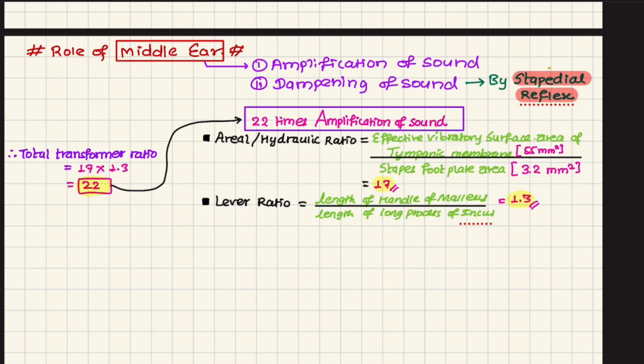The sound is produced in the air medium and it travels through the external ear to the middle ear to the inner ear. In the inner ear, there is a liquid medium.